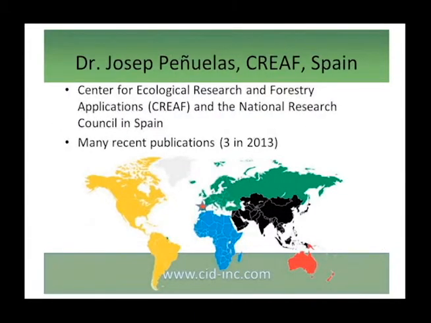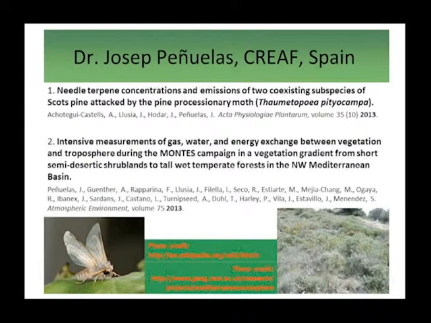The next group we'll talk about research comes from Dr. Josep Peñuelas from Spain. He's with the Center for Ecological Research and Forestry Applications, as well as the National Research Council in Spain. And his group has been using a photosynthesis system for a variety of investigations for several years. This group measures photosynthesis and VOCs in relation to climate, biotic, and abiotic stresses. These are mostly classic uses of the instrument, measuring photosynthesis and water relations. So we'll go through a couple of his recent publications from 2013.